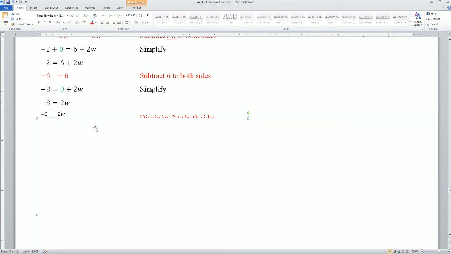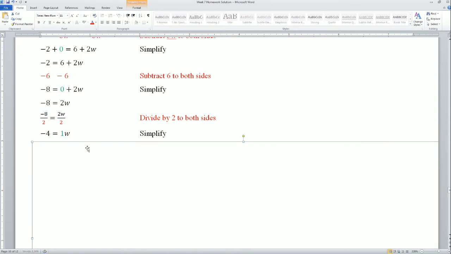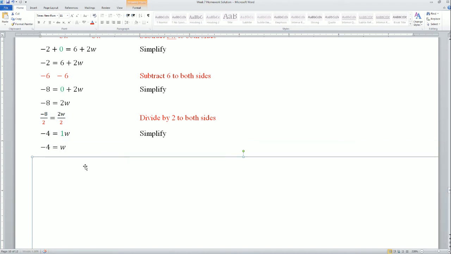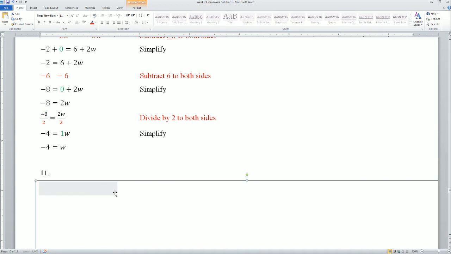The w has a 2 attached via multiplication, so you're going to divide by 2 to both sides. In that process, you get negative 4 is equal to 1w. How do I get that 1? 2 over 2 is equal to 1. Negative 8 divided by 2 is negative 4. A negative divided by a positive is still negative. Right? Simplify this to negative 4 equals to w.